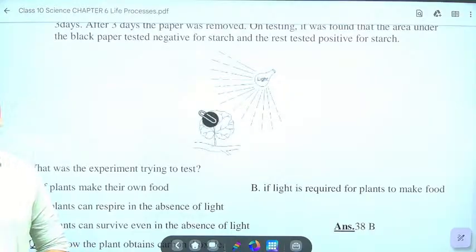I am repeating the question. What was the experiment trying to test? A. If plants make their own food. B. If light is a requirement for plants to make food. C. If plants can respire in the absence of light. D. If plants can survive even in the absence of light.